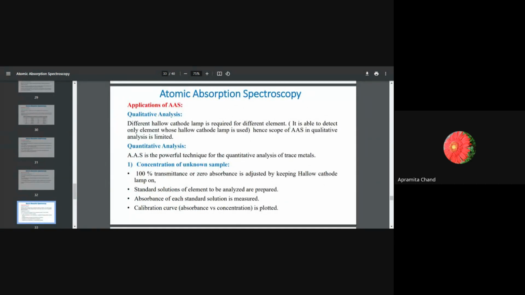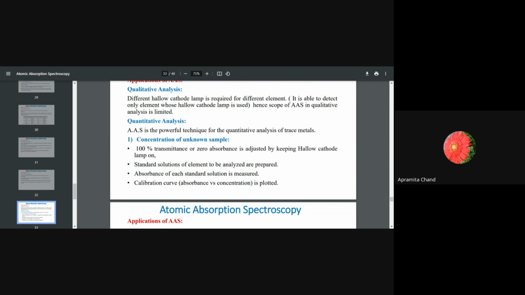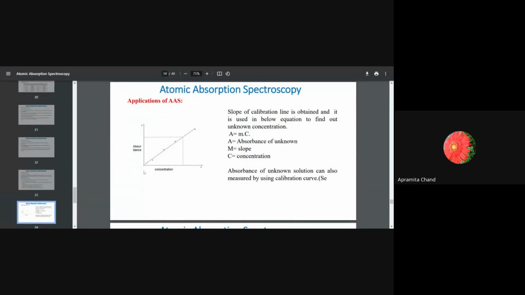Now, what are the applications of atomic absorption spectroscopy? Well, in qualitative analysis, we are usually using different kinds of hollow cathode lamps for different elements, and it is a very powerful technique for the quantitative analysis of trace elements. So here what we are doing, we have already said how we adjusted the transmittance first, and then the standard solutions are prepared, and the absorption of each standard solution is measured and the calibration curve is plotted. So this is how the absorption versus concentration looks.